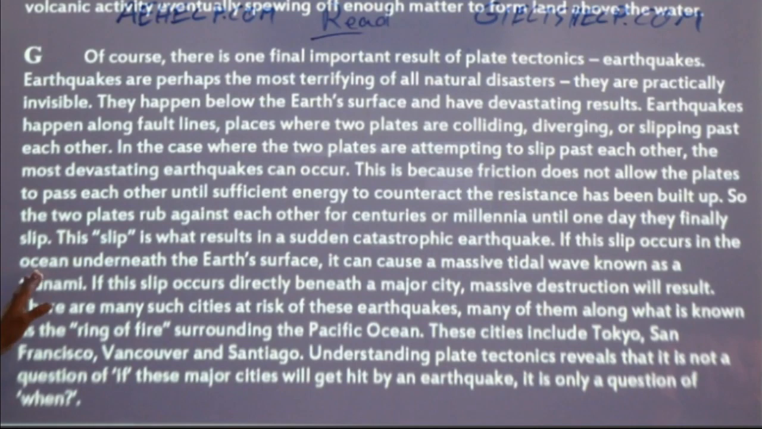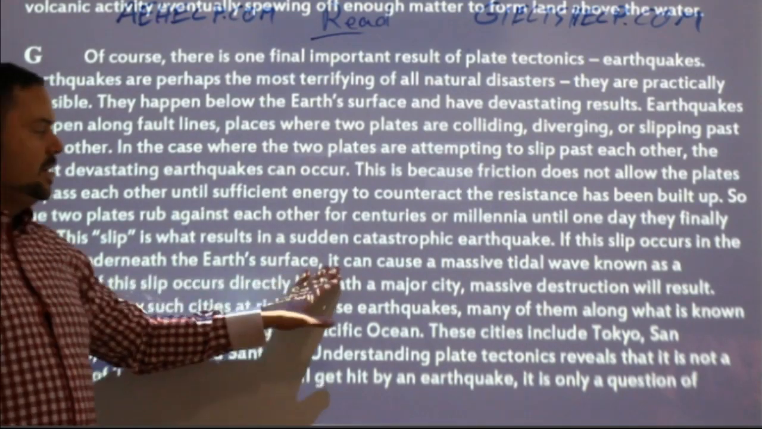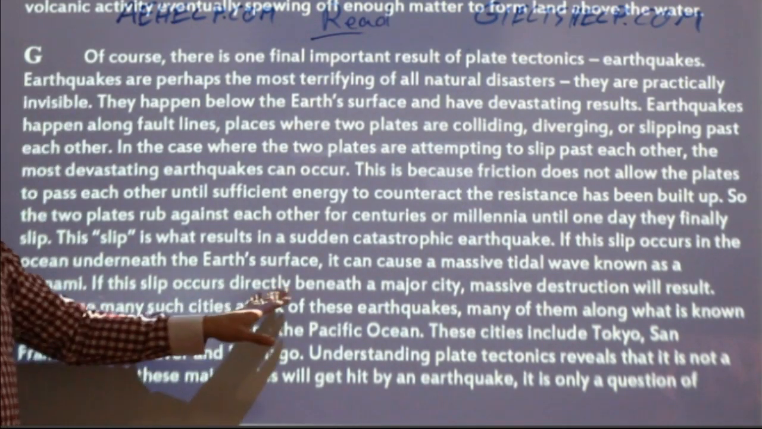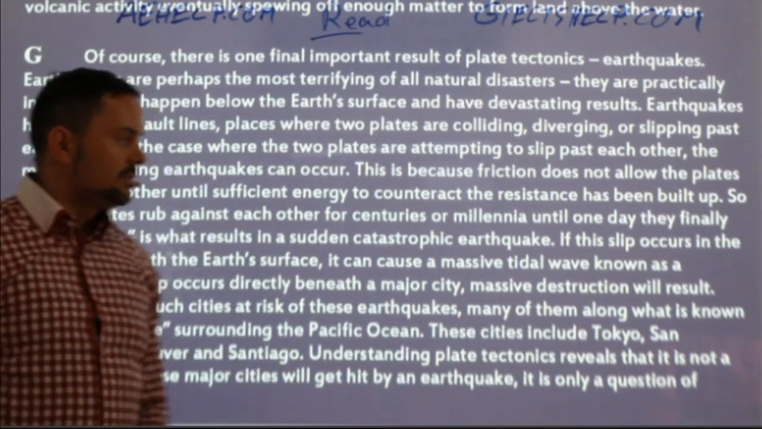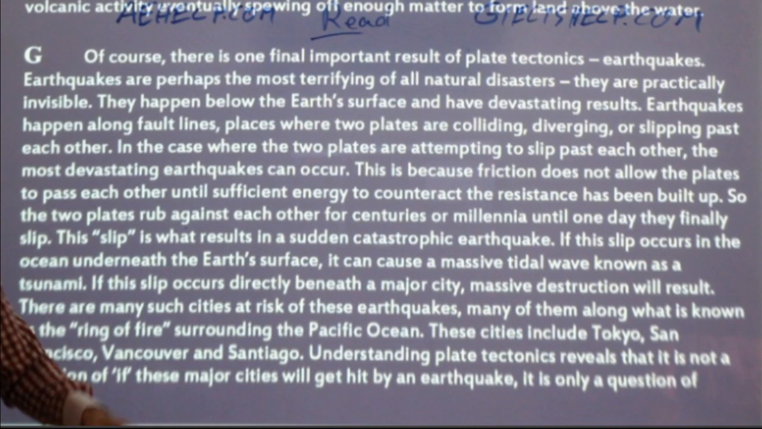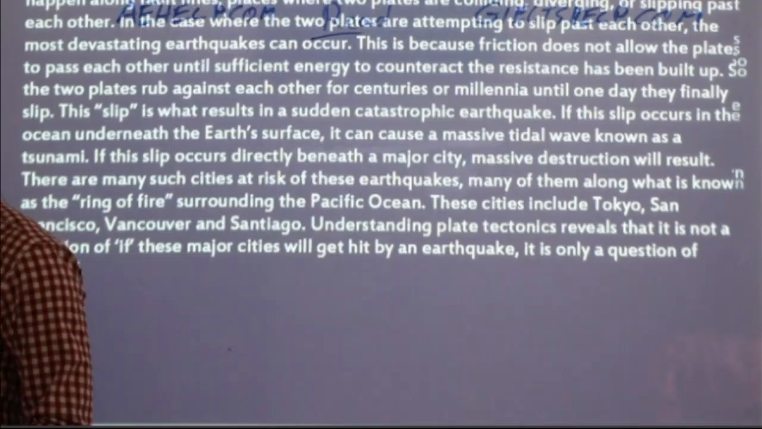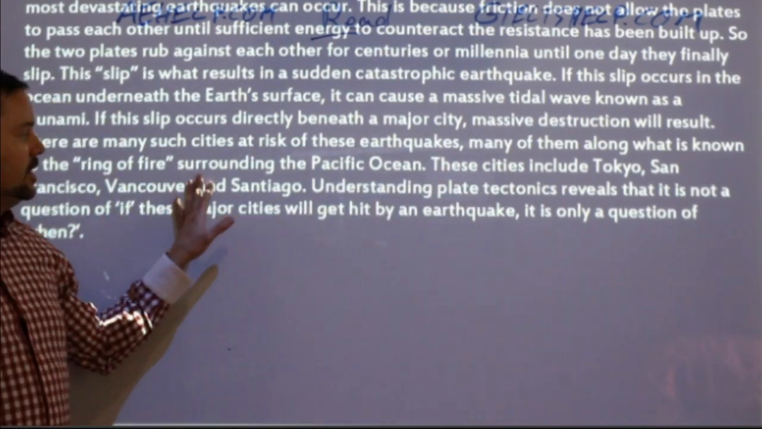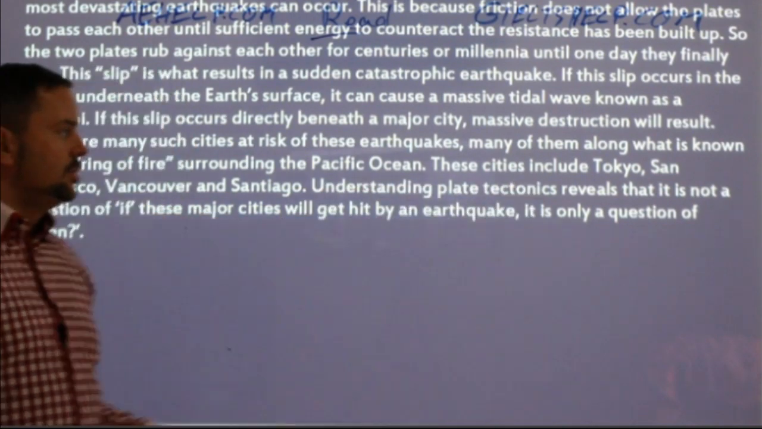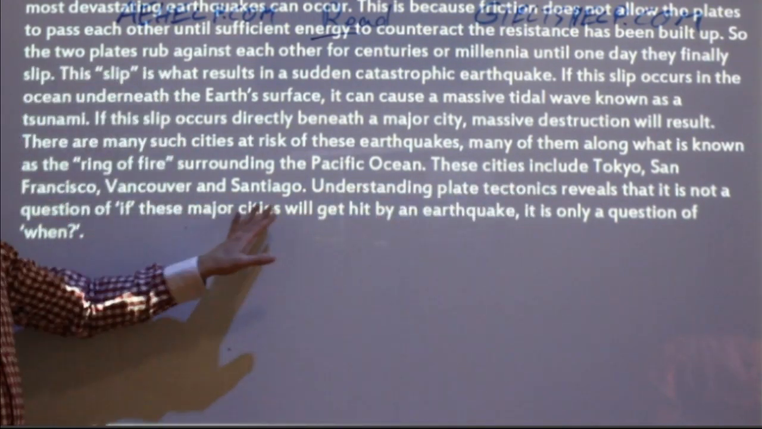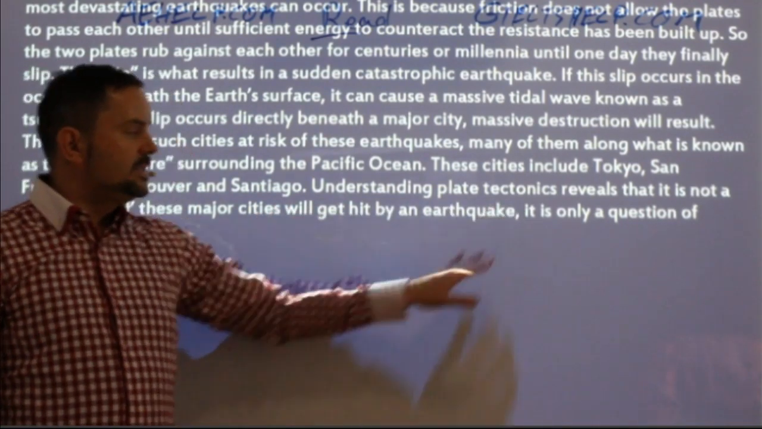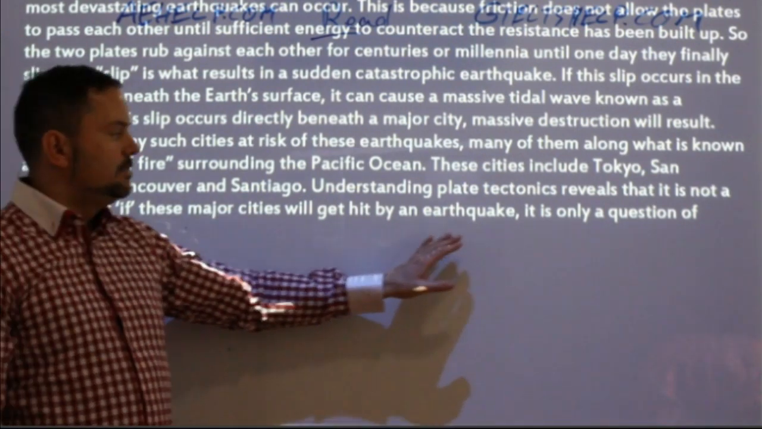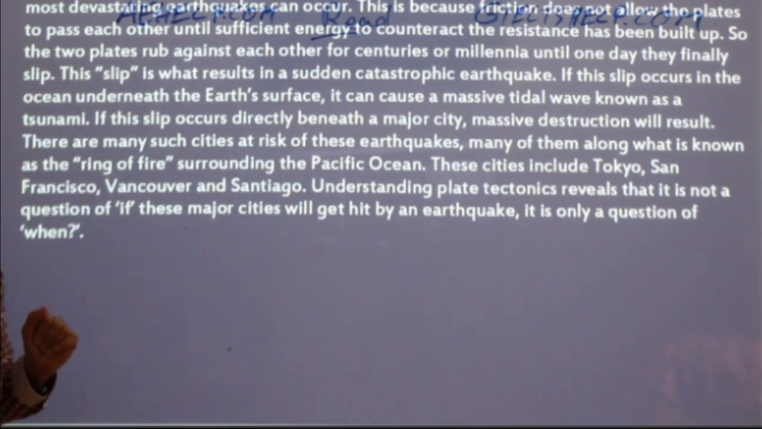If this slip occurs in the ocean underneath the Earth's surface, it can cause a massive tidal wave known as a tsunami. If this slip occurs directly beneath a major city, massive destruction will result. There are many such cities at risk of these earthquakes, many of them along what is known as the Ring of Fire surrounding the Pacific Ocean. These cities include Tokyo, San Francisco, Vancouver, and Santiago. Understanding plate tectonics reveals that it is not only a question of if these major cities will get hit by an earthquake, it is only a question of when.